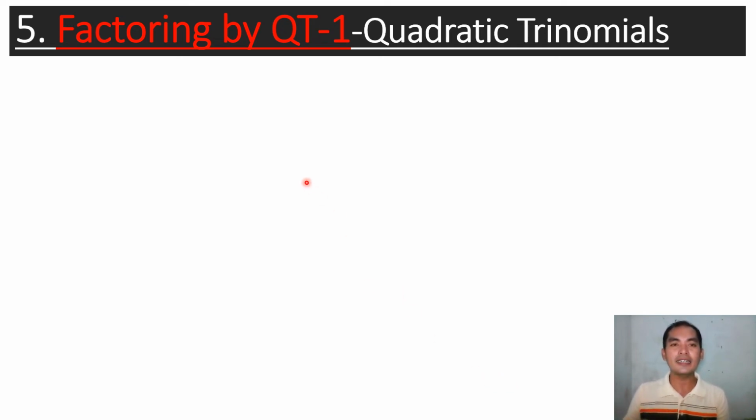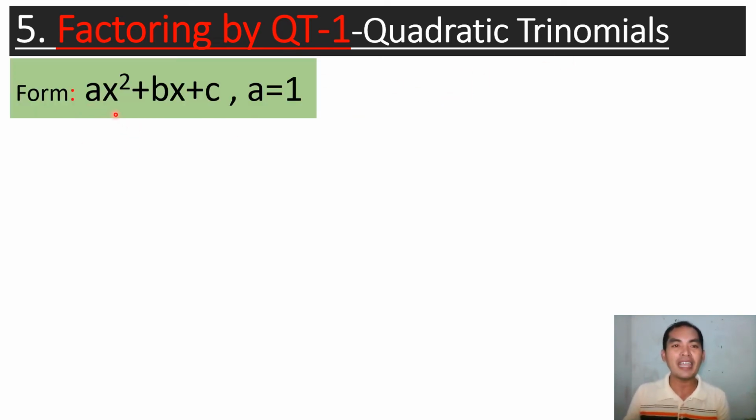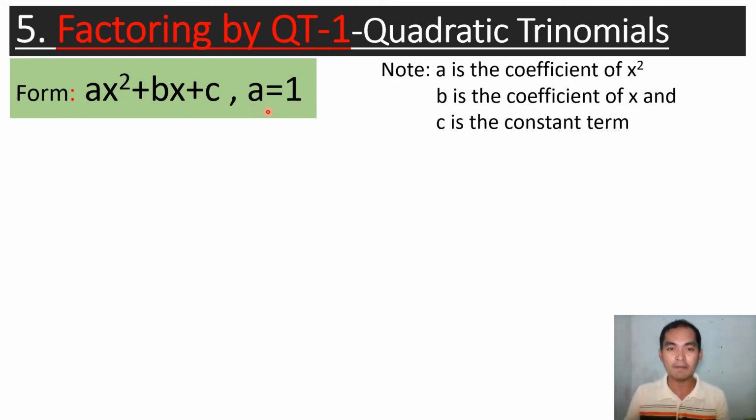Another type of factoring is factoring by QT-1. QT means quadratic trinomials. We have the form ax squared plus bx plus c, where a is equal to 1 and a is not equal to 1. Take note that a is the coefficient of x squared or any first term na perfect number. As long as a is equal to 1. The middle term or b is the coefficient of x and c is the constant term.